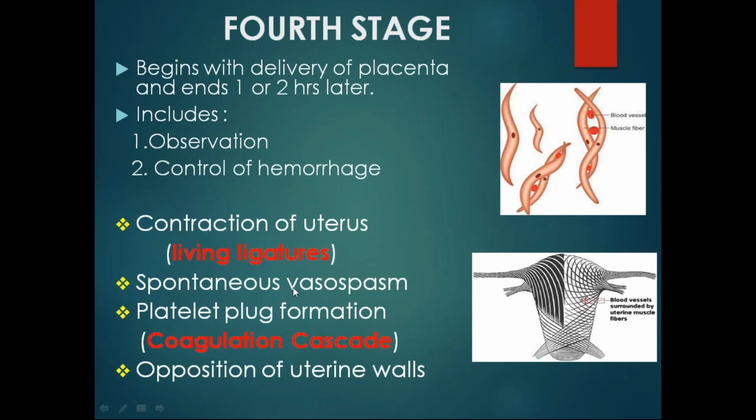Secondly, the vessels will undergo spontaneous vasospasm. That means they will contract and intrinsically they will undergo vasospasm. It is a protective mechanism. Third, the platelet plugs will form. The coagulation cascade is stimulated, and whenever there is an injury to a vessel, the coagulation system gets stimulated and it sends various factors which result in formation of a platelet plug. So the open vessels will be blocked by the platelet plugs.